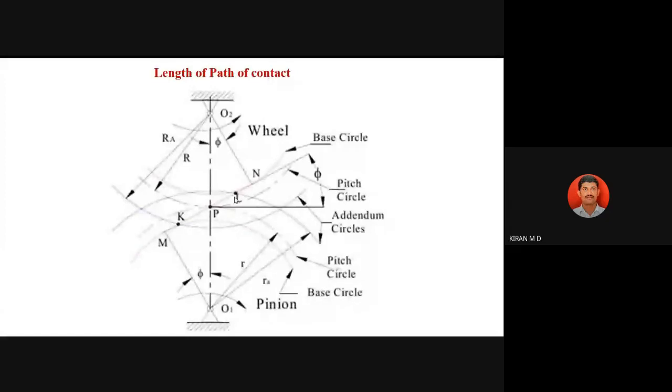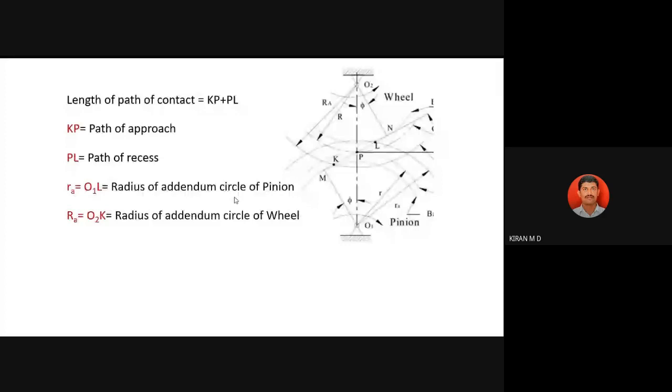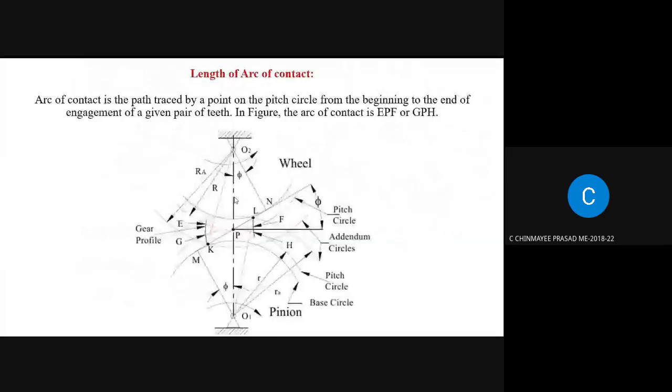Is it clear? Do you want to know how we get the equation for the length of path of contact? Yes, sir, it is clear, sir. Charishma, you asked something? Yes, sir. Basically, KP plus PL is the length of path of contact. Okay, sir.